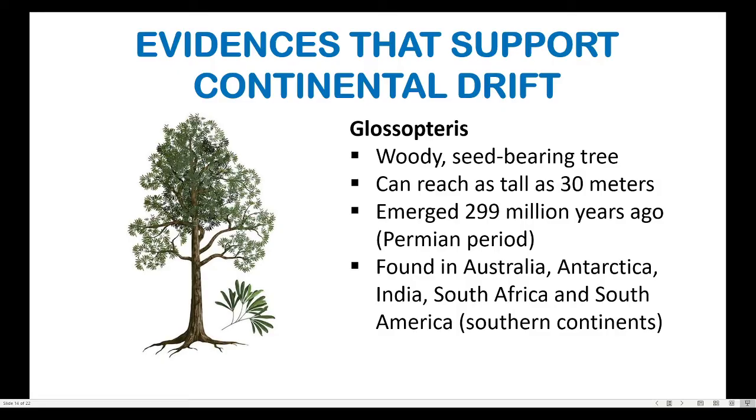So as you can see, this fossil was found in a lot of southern continents. The only way for this Glossopteris to be propagated in different continents is that these continents must be joined together millions of years ago such that it would be easier for the Glossopteris to propagate.